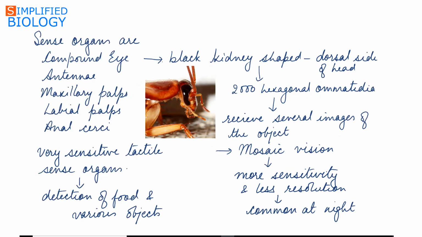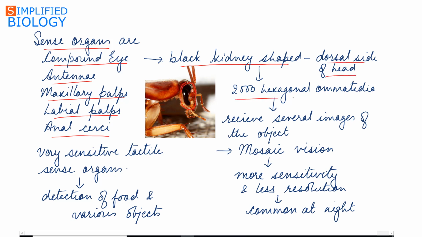The sense organs of a cockroach are compound eye, antennae, maxillary palps, labial palps, and anal cerci. Now the compound eye is black kidney-shaped structure present at the dorsal side of the head, made up of 2000 hexagonal ommatidia. Now these ommatidia receive several images of the object, making it a mosaic picture. That is why it is referred as a mosaic vision.